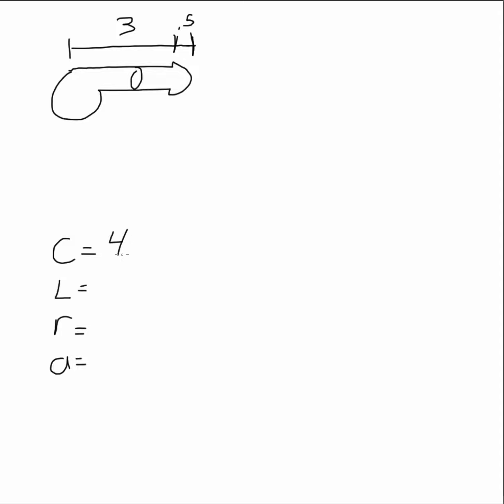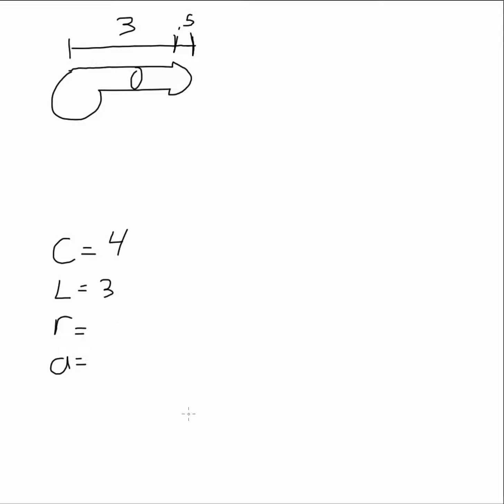So we've got a bit of a chode going on, but anyways, with the length, this is all for the shaft. We'll just start with the shaft. So the length is 3, the circumference is 4, and the radius is, well, we'll find that out right now.